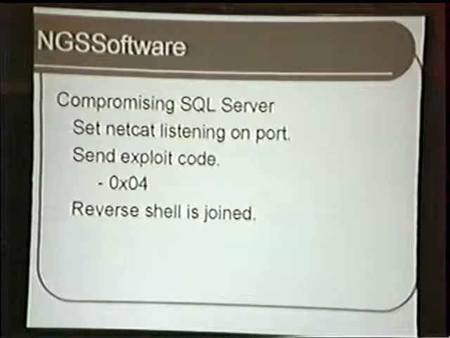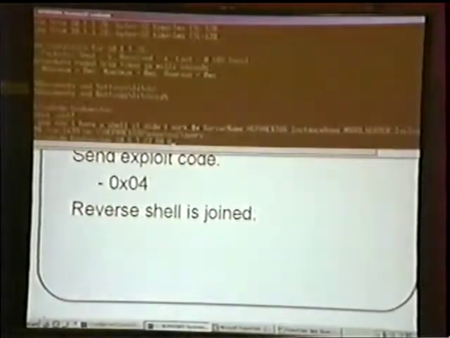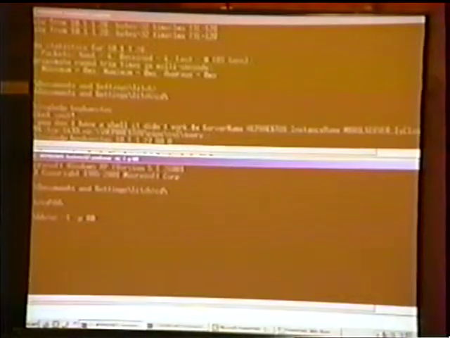So this is what we're going to do. In terms of compromising the SQL server, we're going to set netcat listening on our system. Here we have netcat. We've set the port to 80.